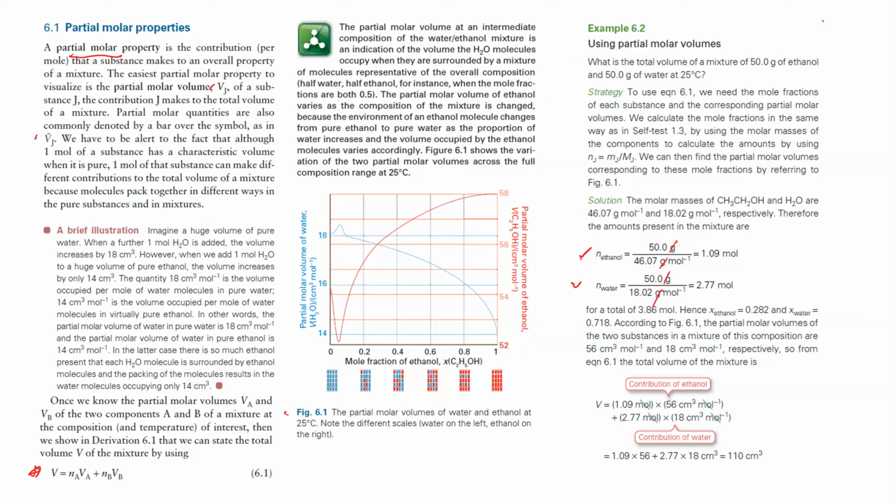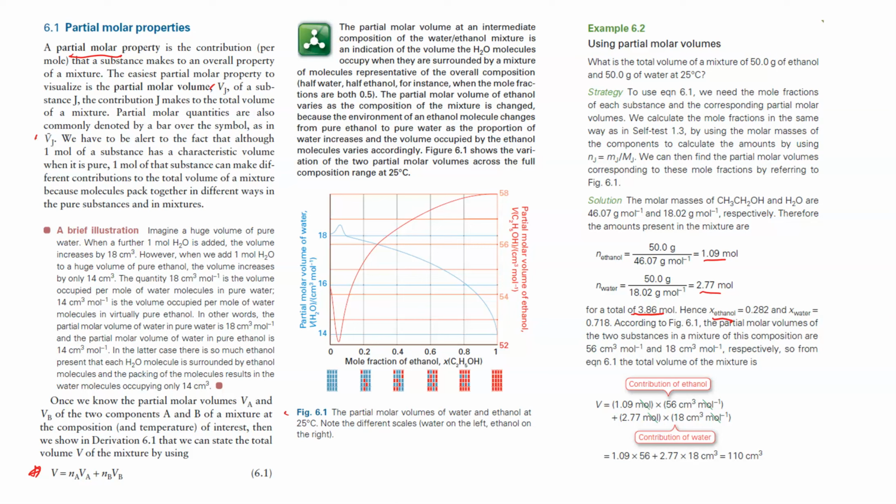Therefore, the mole fraction of ethanol is going to be 0.282, and the mole fraction of water is 0.718. Remember that you need to use the total number of moles, which is the sum of our two molar quantities, to find the mole fraction. According to figure 6.1, the partial molar volumes of the two substances in a mixture of this composition are 56 centimeters cubed per mole and 18 centimeters cubed per mole, respectively.